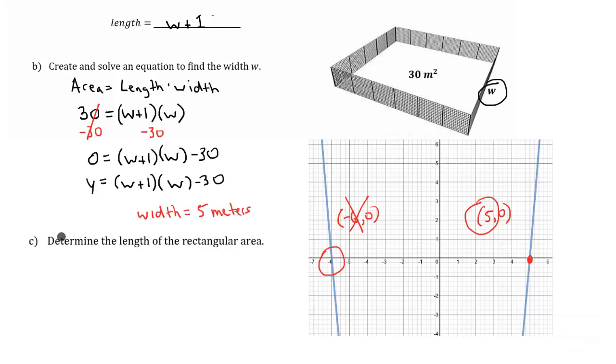In our last part here, C, it says that we need to determine the length of the rectangle, and we already had our formula for length up top. Length is going to be W plus 1, so all we have to do is plug in our width, which was 5, and then add 1. So we have 6 meters as our length.